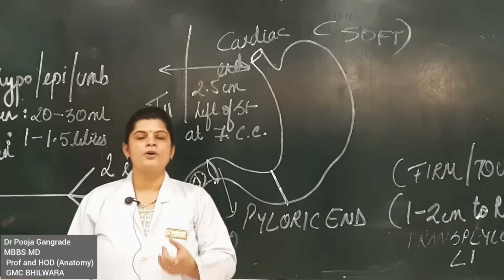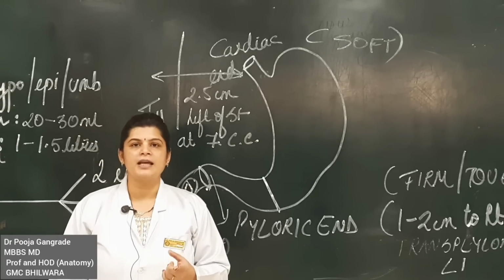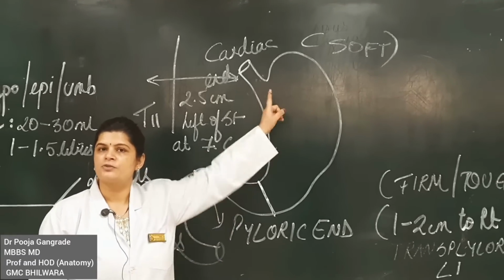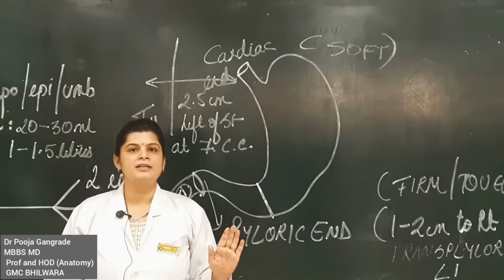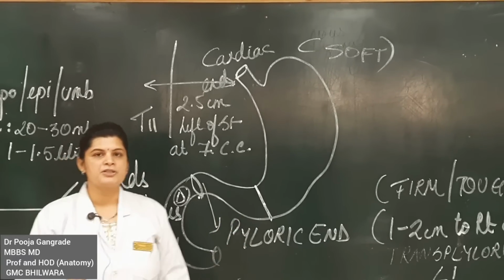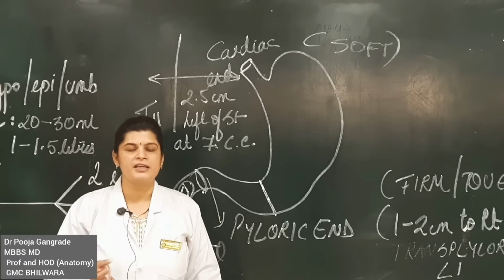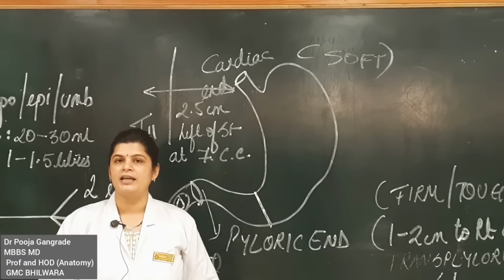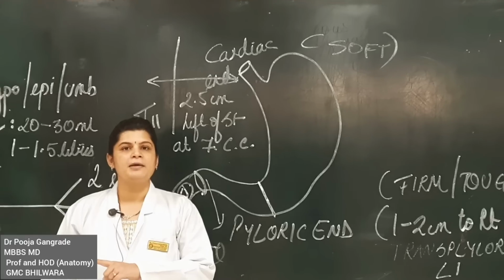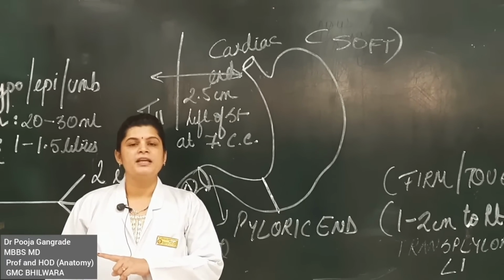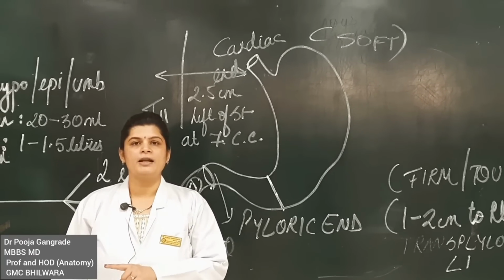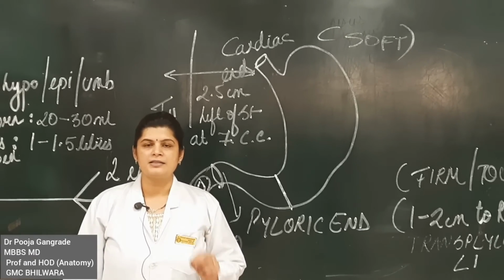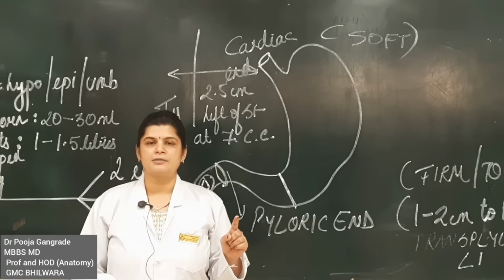So this is one more easy way to recognize which is the upper end, which is the lower end. The upper end will be soft, it will never have a green tinge. But the pyloric end, which is hard, which is firm to feel, if it also has a green tinge color, that green tinge will come from the bile, from the leaked out bile of the gallbladder.